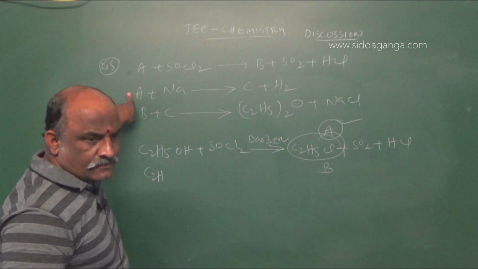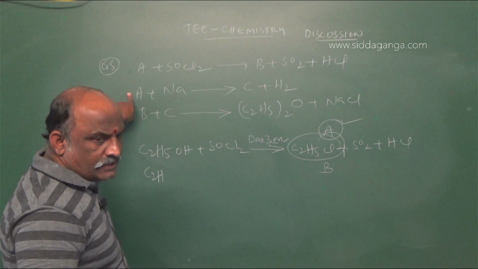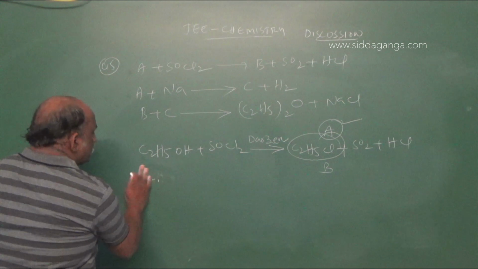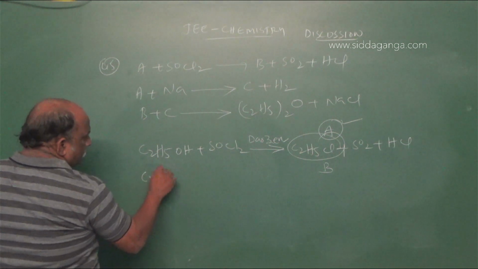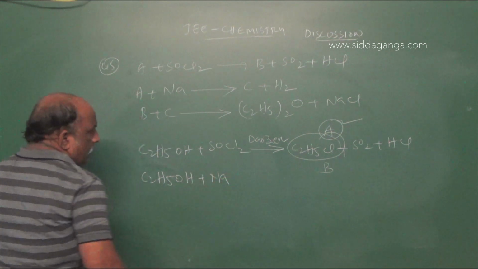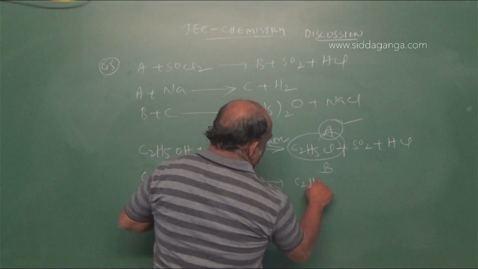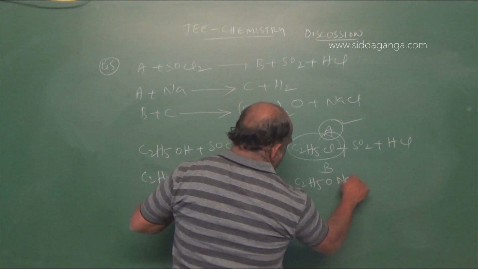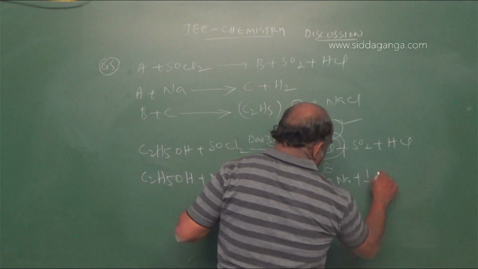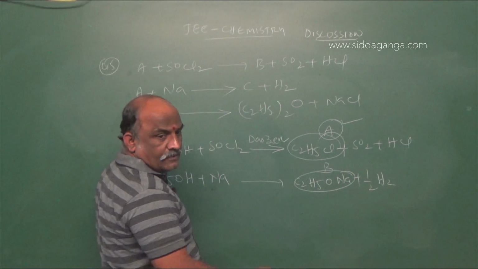A plus sodium metal. What is A? C2H5OH plus sodium metal. Alcohol reacts with sodium metal and liberates hydrogen gas. You will get the compound C2H5ONa plus half H2. So this is C.